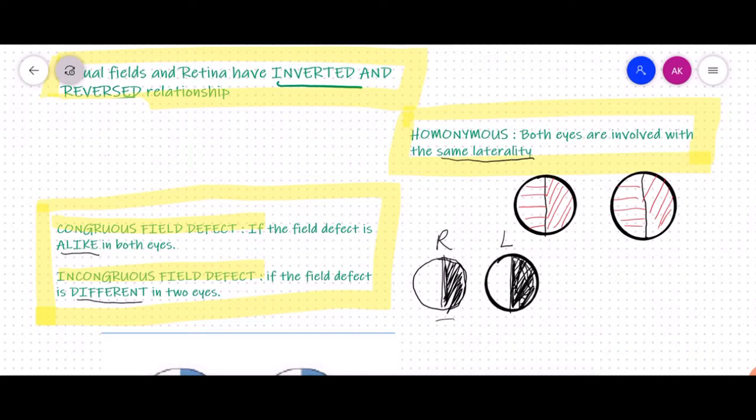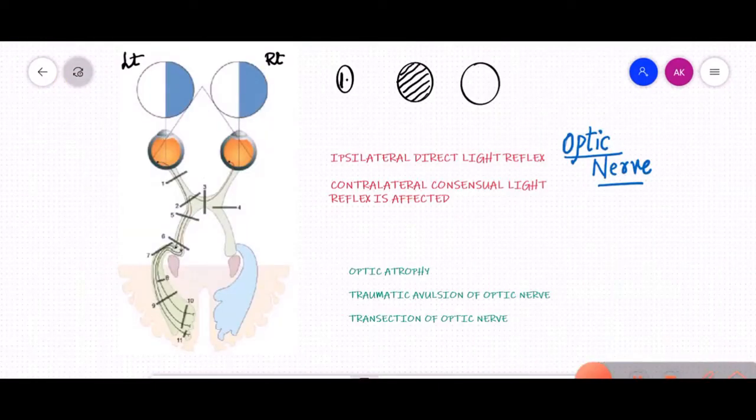However, if the defect looks somewhat like this, where only the upper half is involved in one eye and in the other eye the entire half is involved, these two defects cannot be superimposed on each other because they are not alike, they are different. Such a field defect is called an incongruous field defect. Now let us discuss these lesions of the visual pathway at different levels. So first, starting with the optic nerve.